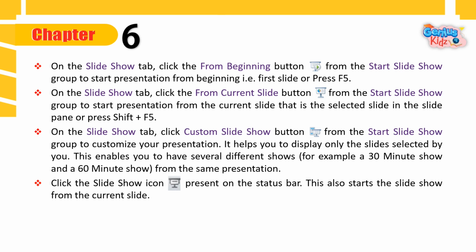On the Slide Show tab, click the Custom Slide Show button from the Start Slide Show group to customize your presentation. It helps you to display only the slides selected by you. This enables you to have several different shows, for example a 30-minute show and a 60-minute show, from the same presentation. Click the slideshow icon present on the status bar. This also starts the slideshow from the current slide.